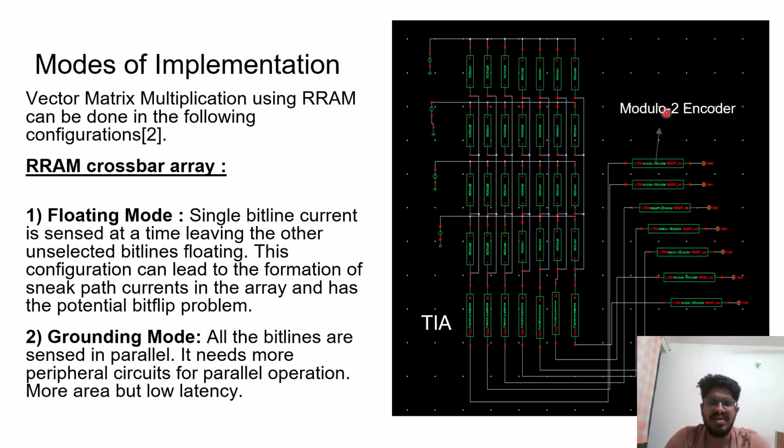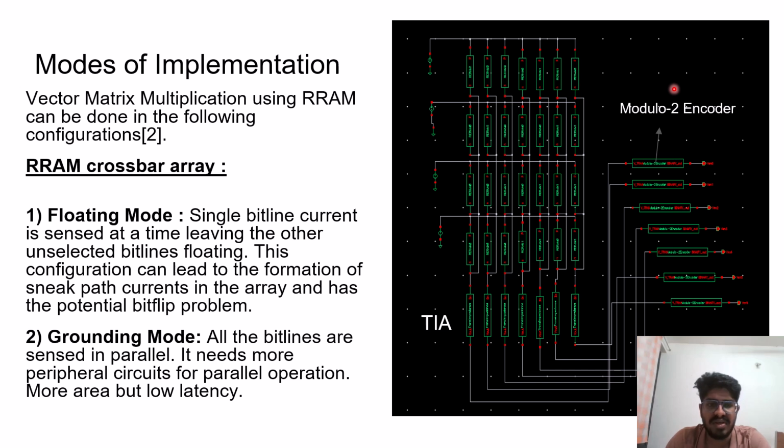We can see this is simply a vector matrix multiplication using RRAM. This can be done in the following ways. One, we can use an RRAM crossbar array, or we can use 1T1R. In the RRAM crossbar array, there are again floating mode and grounding mode.